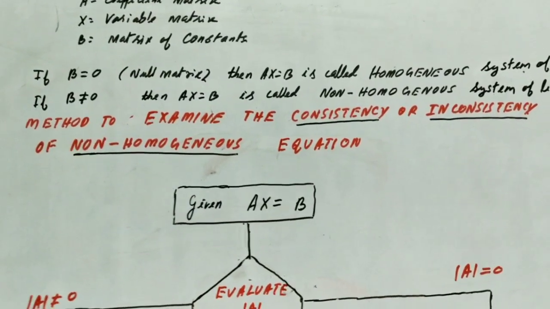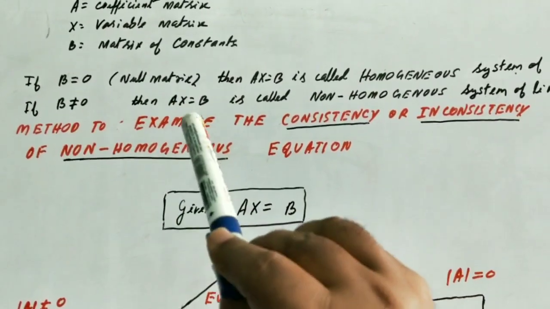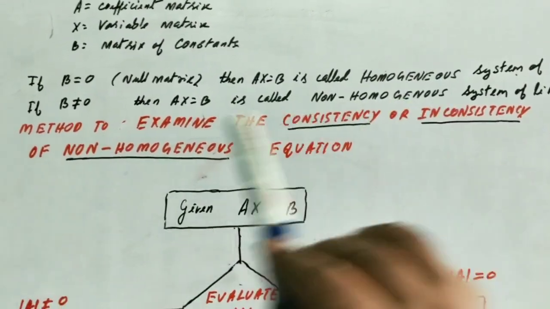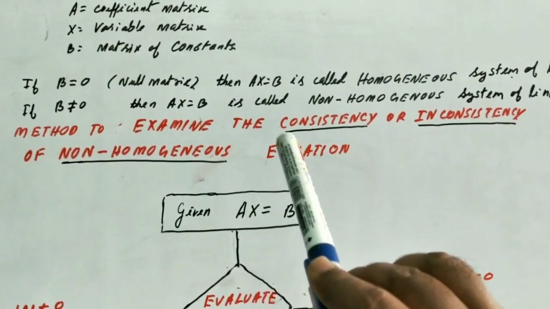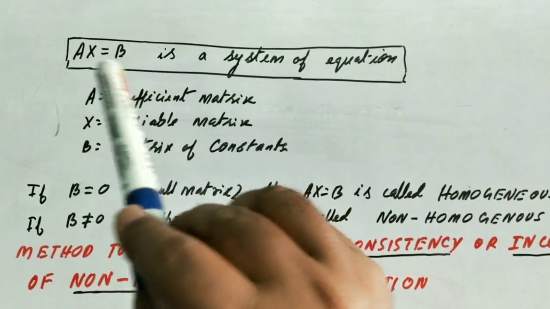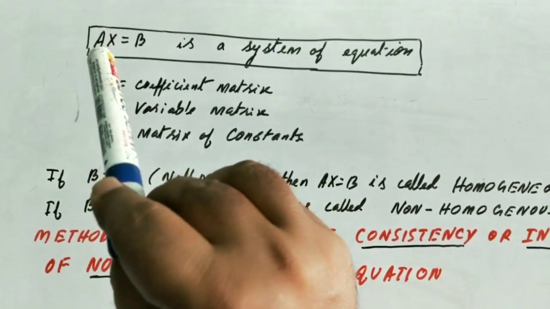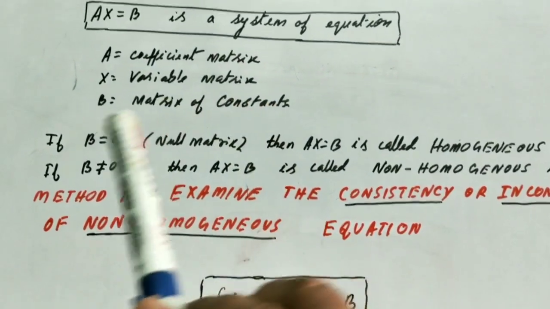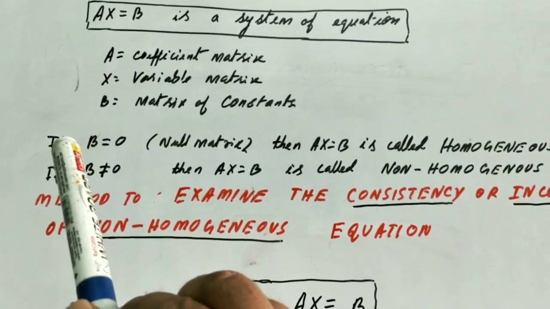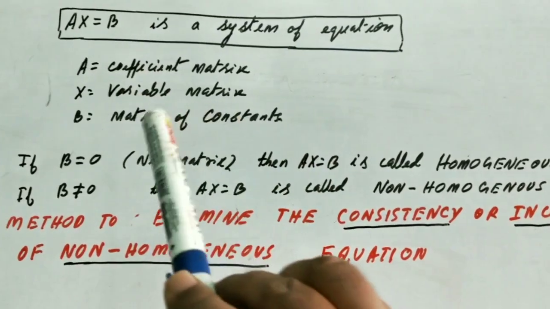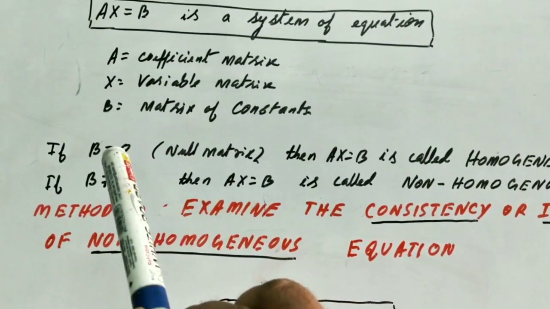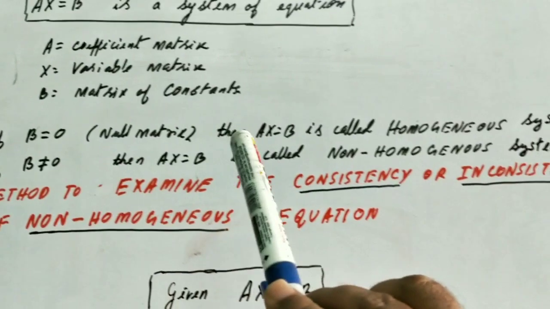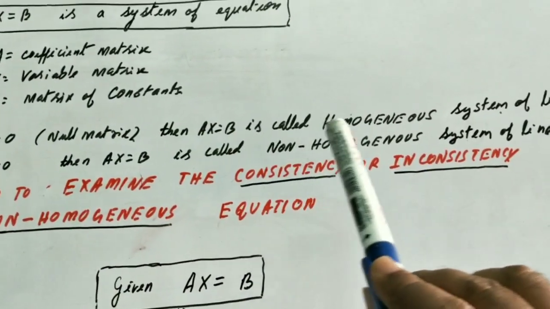Here we are going to learn the method to examine the consistency or inconsistency of a non-homogeneous equation. We have this: A represents the coefficient matrix, X the variable matrix, and B the matrix of constants. We have done this. Now, if the matrix of constants is equal to the null matrix, then AX = B is called the homogeneous system of linear equations. This we will do next time in the next video and assignment.